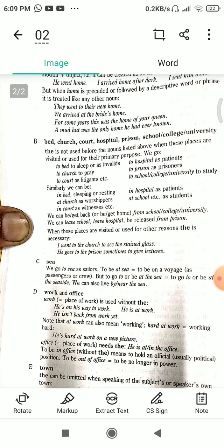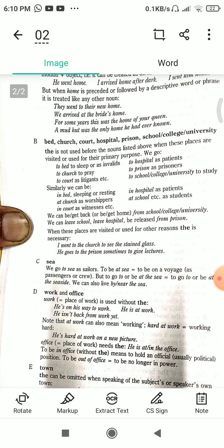Now, page number 22. Further, home used alone can be placed directly after a verb of motion or verb of motion plus object. That is, it can be treated as an adverb. For example, he went home. Example number 2, I arrived home after dark. Number 3 example, I sent him home.